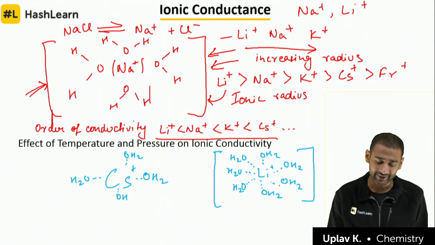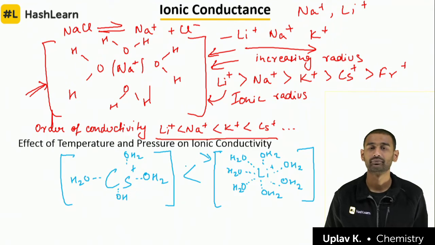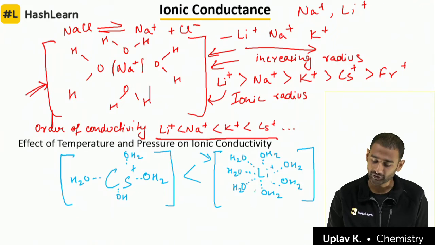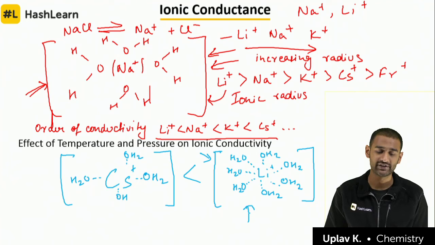Right. Now because of this, I can say that the size of this thing is lesser than the size of this. Now इसका size अगर ज़्यादा है, then it will face more obstruction. Because it will face more obstruction, इसका conductivity will be lesser than that of cesium. Right?